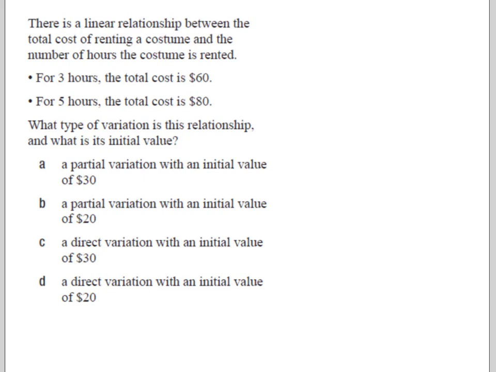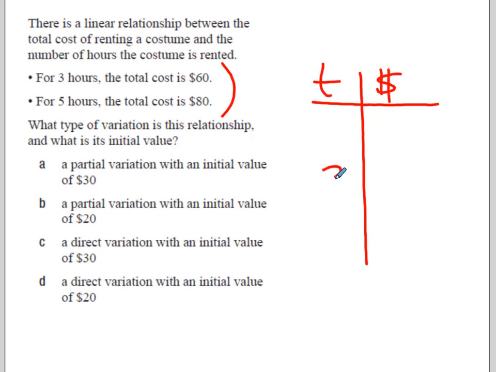There is a linear relationship between the total cost of renting a costume and the number of hours the costume is rented. That information is given there. So this is a classic example of a pairs of information question. So I'm going to make a little table. So we have time, we have dollars. If I list that information on there, it helps me organize my thinking.